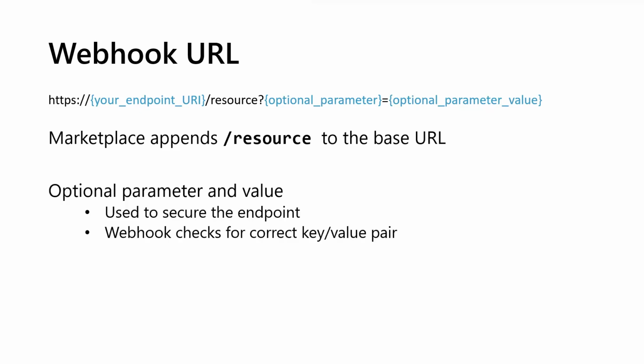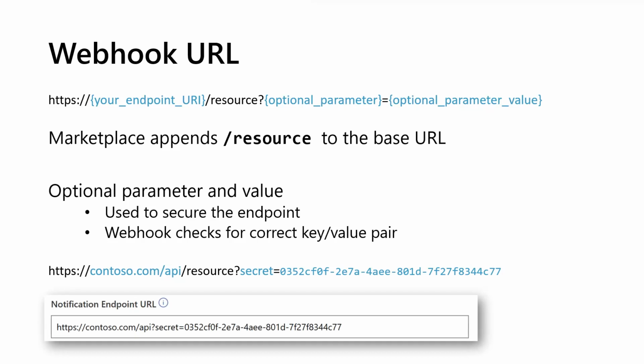Also, optional parameters can be used to secure endpoints. Now, you don't have to do this, but one way to secure your endpoint is simply to check for a key value pair that you can pass as an optional query string parameter. Like this, you can see that we've got a secret equal to a GUID, and that secret equal to a GUID can be checked for security purposes in the query string of the call that's being made.